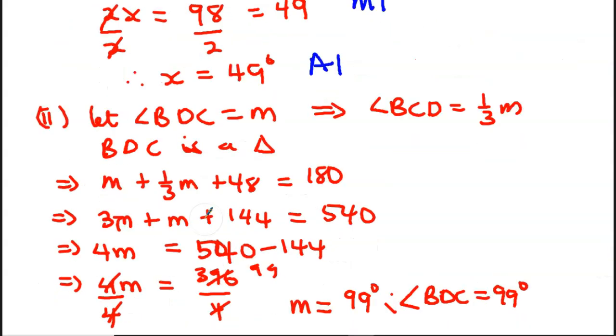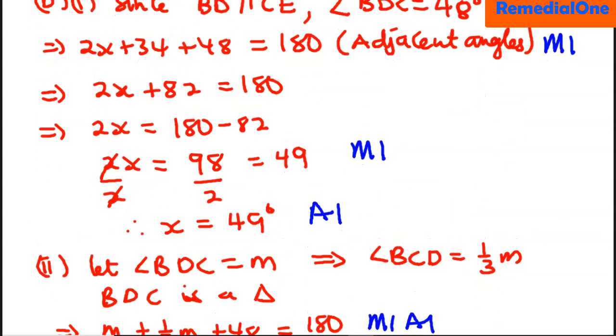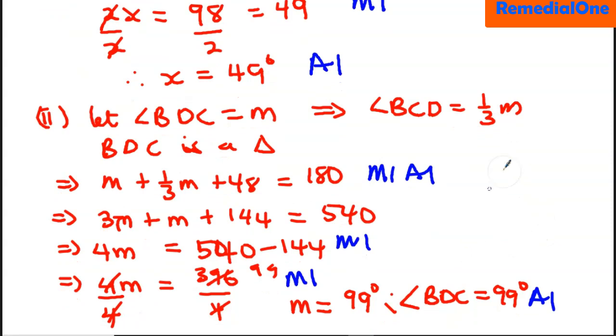The second part. So for the second part, being able to set up this equation is M1, A1. And then for solving M, you get M1. Then simplifying, in the process of solving, simplifying, you get M1, and then this one is A1. So the total marks for this is 8 for the B, and then 4 for A. So total, you are going to get 12 marks for this question.